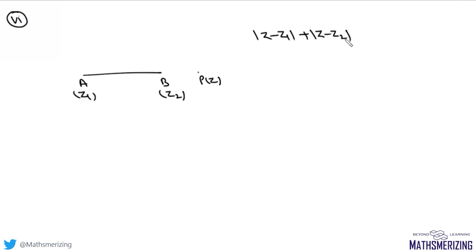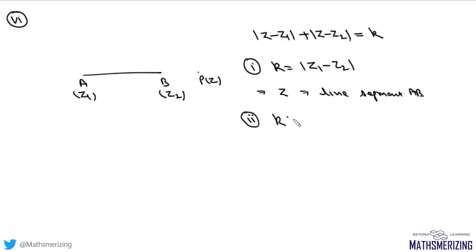So suppose we have 2 points A and B, such that A is given by Z1 and B is given by Z2, and suppose there is a complex number, say P, which is given by Z. Now if we are given that mod of Z minus Z1 plus mod of Z minus Z2 is equal to some positive real number K, then if this K is mod of Z1 minus Z2, then basically locus of Z is this line segment AB.